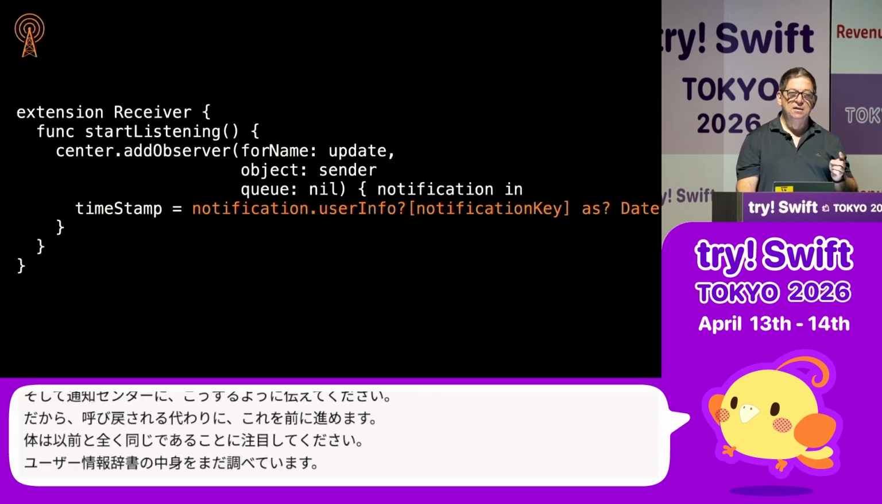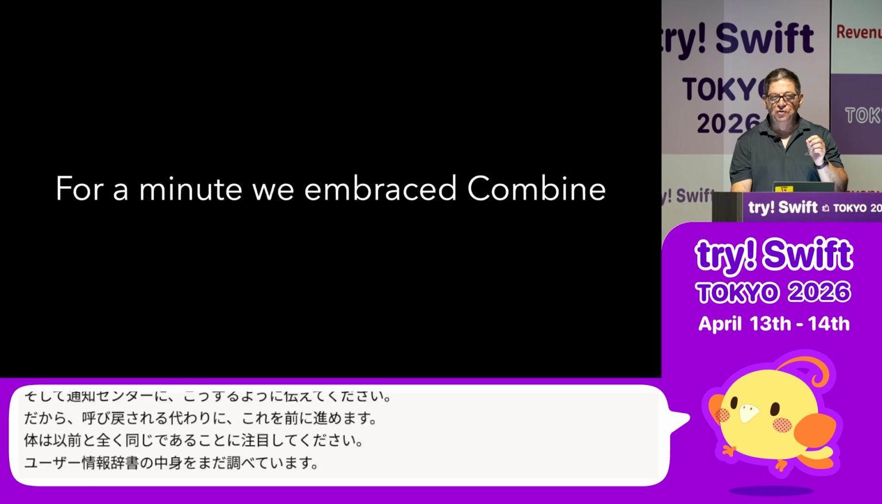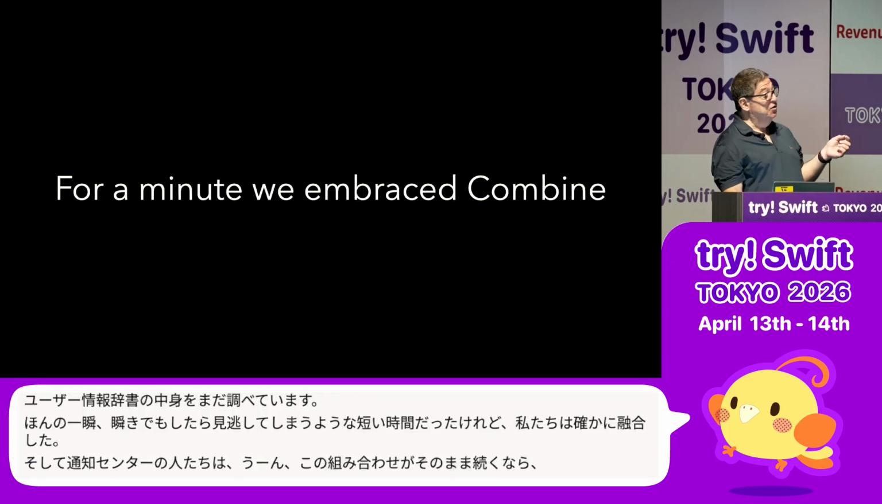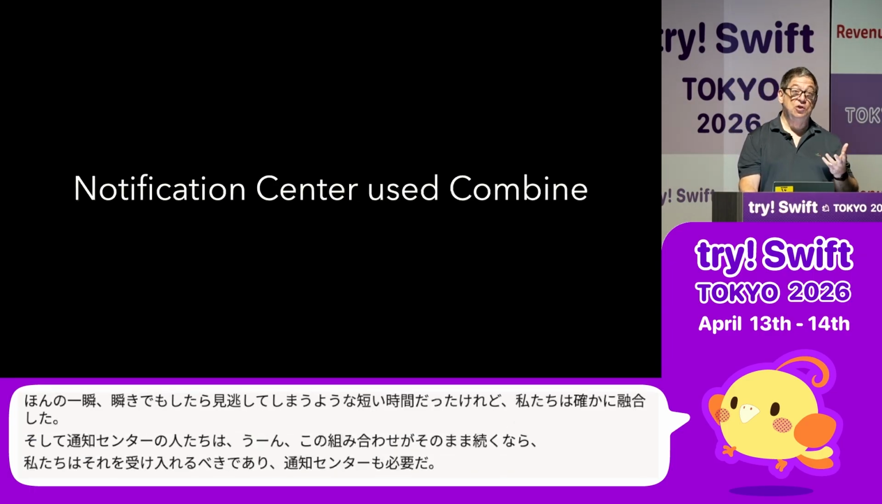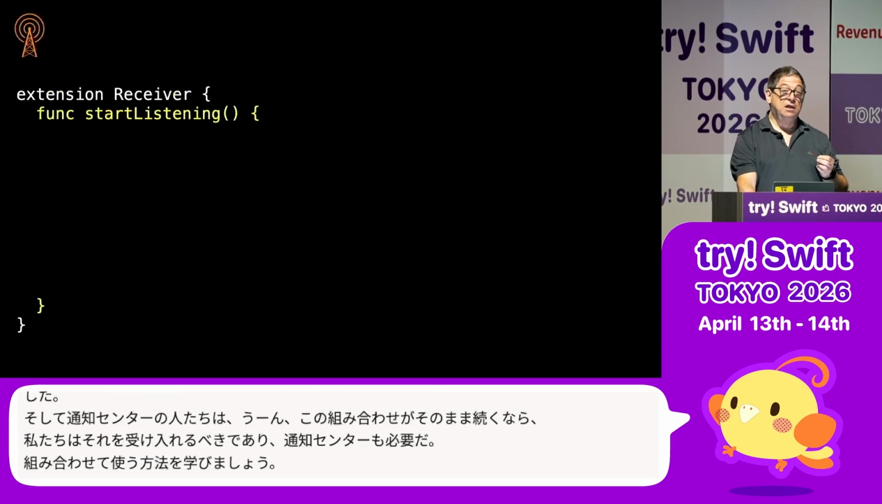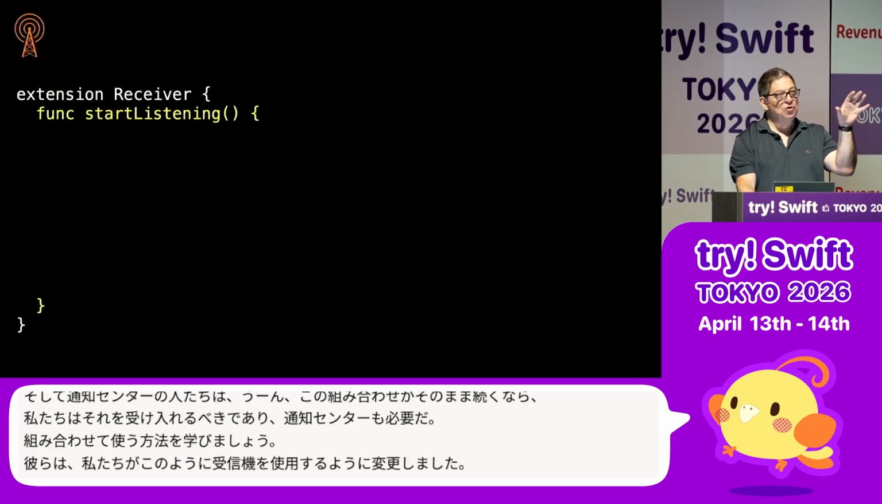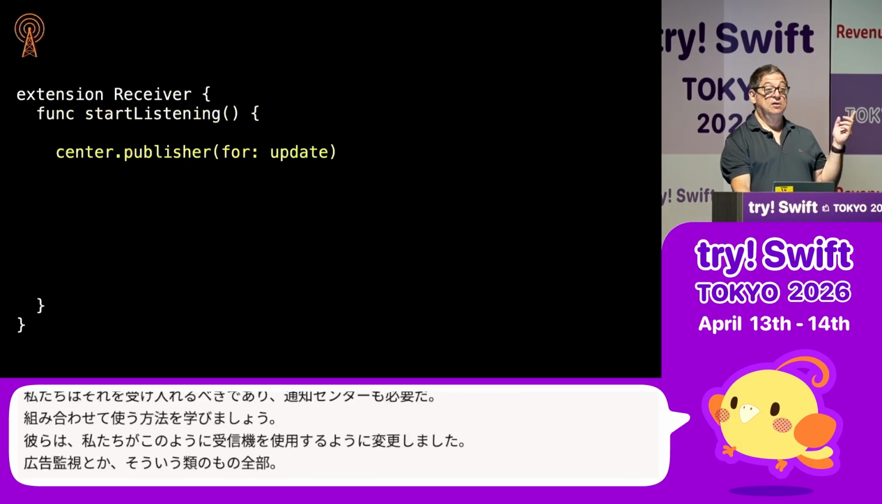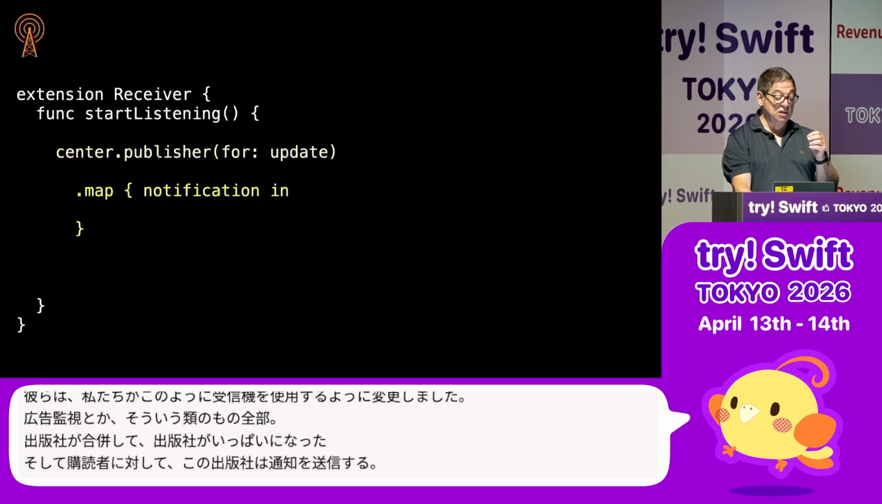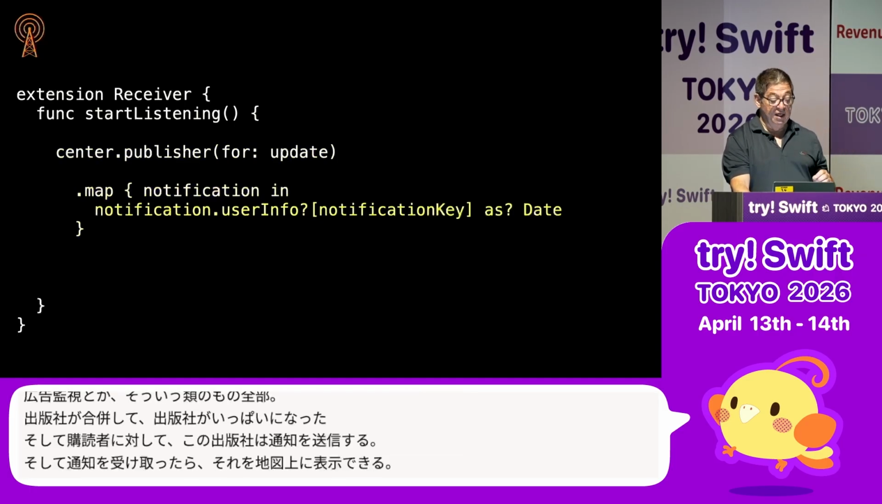Now, there was a minute, just a minute, if you blinked, you missed it, where we did Combine. And the notification center people said, if this Combine thing sticks around, we should embrace it. And so notification center learned to use Combine. And so they changed so that we use the receiver this way. Instead of all this add observer and all that stuff, there's a publisher now. Combine was full of publishers and subscribers. And so this publisher would send out notifications. And when we receive a notification, we could map it by taking that notification and, oh my gosh, that's the same code we've seen before.